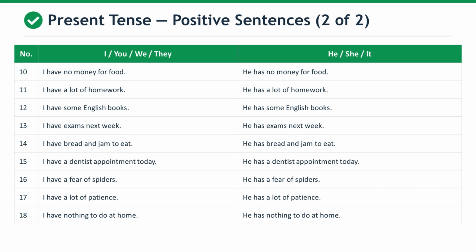I have a dentist appointment today. For he has a dentist appointment today. I have a fear of spiders. For he has a fear of spiders. I have a lot of patience. For he has a lot of patience. And finally, I have nothing to do at home. For he has nothing to do at home. All of these are positive sentences where we are simply stating what someone has.